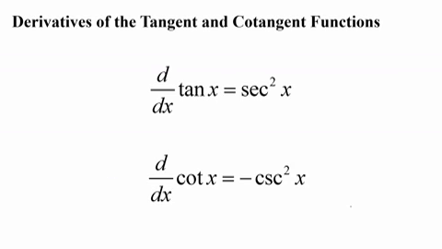Derivatives of tangent and cotangent. The derivative of tangent x is secant squared x. The derivative of cotangent x is negative cosecant squared x.